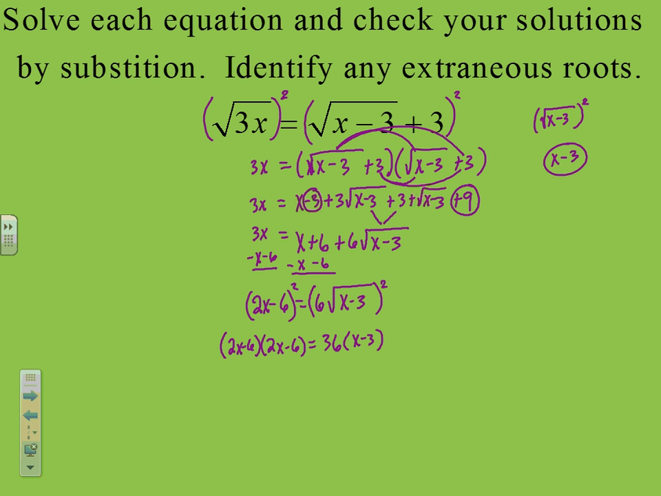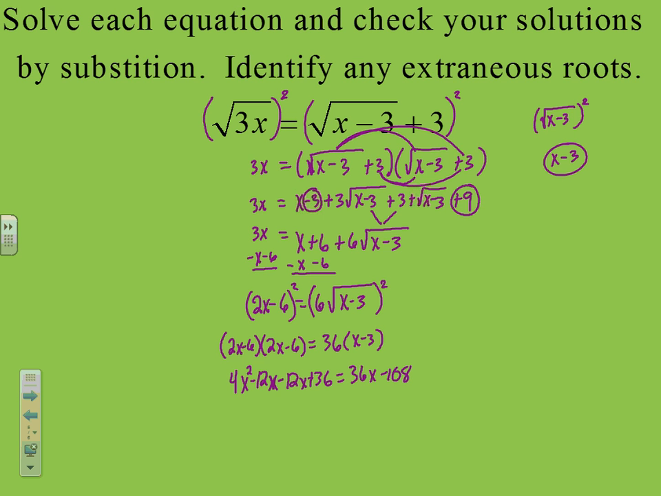And on the left side, let's go ahead and FOIL that out, and that's going to give me 4x squared, minus 12x, minus 12x, plus 36. See how easy it is sometimes to lose your signs. And on the right side, I'm going to get 36x minus 108.